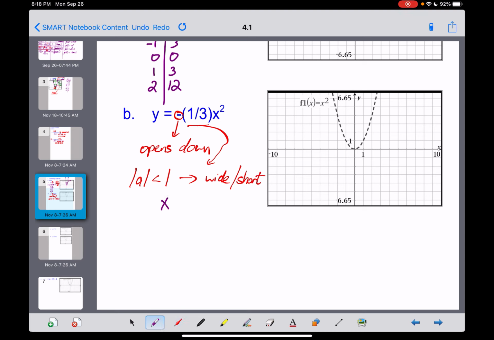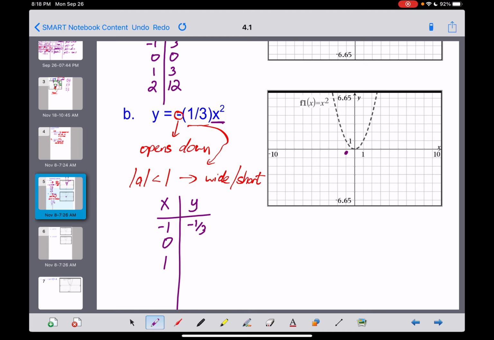So this table might be even less fun for you guys than the last one was. But if I were to put in -1, 0, and 1, let's see what happens. -1 gets squared to make +1. -1/3 times +1 is -1/3. So we're beginning this graph at -1, and then -1/3 is maybe right about there.